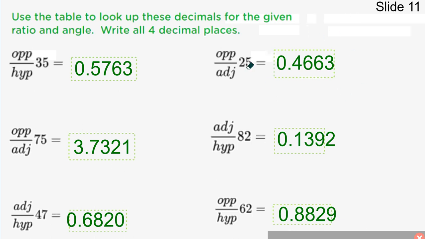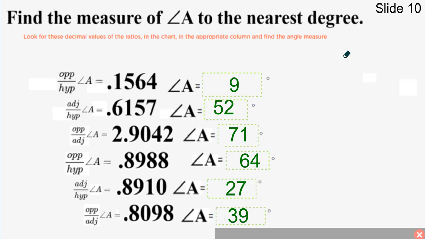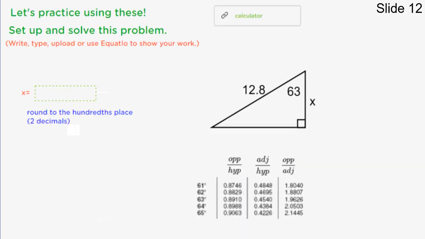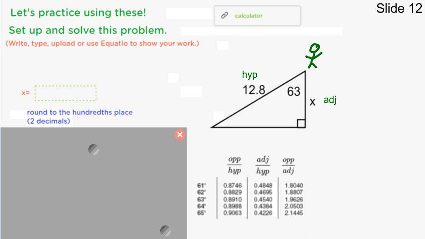Now that we're comfortable using the table to find the decimal side ratio needed for the given angle measurement, and given the decimal side ratio, finding the angle measurement, let's put this into practice and solve for some missing sides and angles of right triangles. So we look at our first problem here, okay, we want to always ask ourselves, where are we standing and what ratio would we need? Well, we know that we should be standing at the acute angle, never at the right angle. So we're standing here at 63 degrees, and x would be our adjacent side, and 12.8 is the hypotenuse.